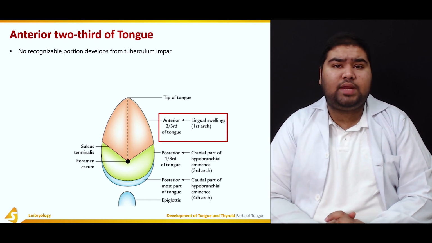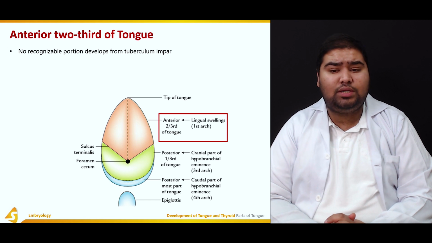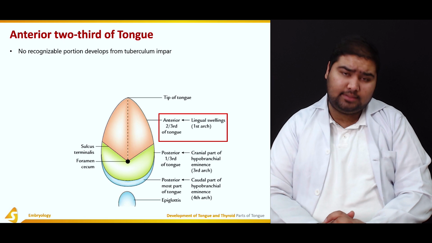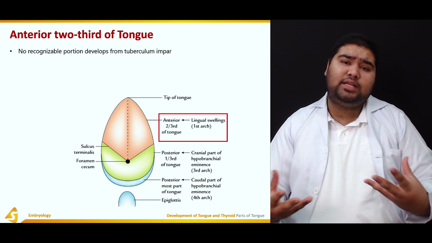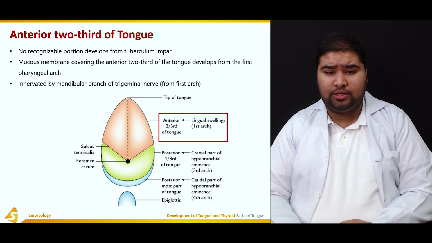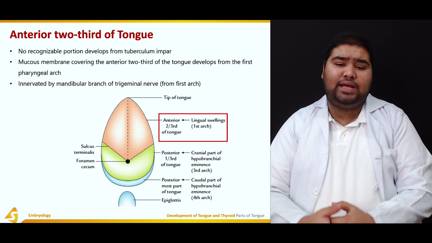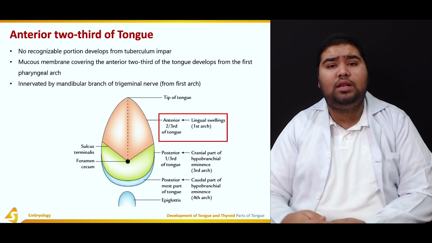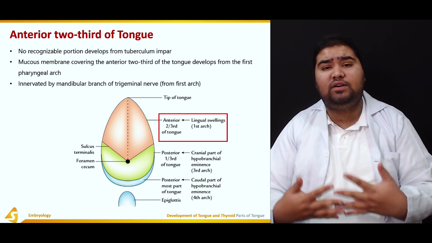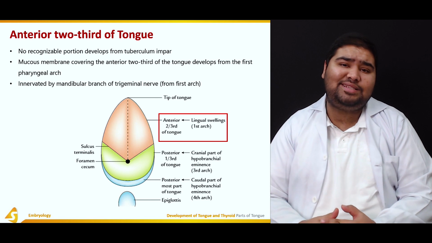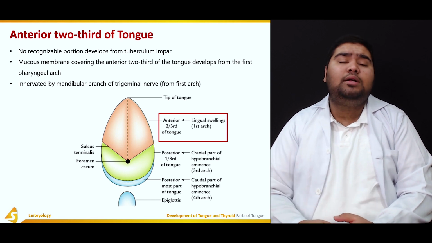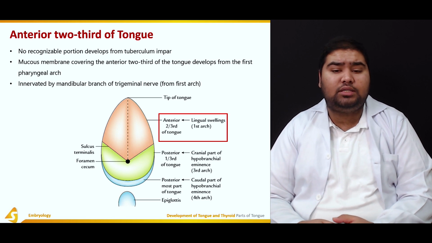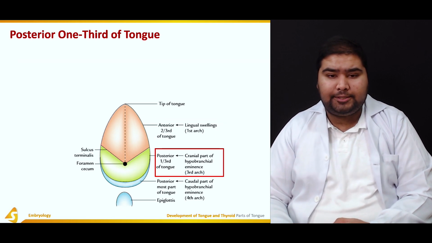Now the mucous membrane, which covers the anterior 2/3 of the tongue, develops from the first pharyngeal arch, because the lingual swellings develop from the first pharyngeal arch. Hence they are supplied by the mandibular branch of the trigeminal nerve. This trigeminal nerve is actually the nerve of the first pharyngeal arch, and this is the reason the anterior 2/3 of the tongue are supplied by the mandibular branch of the trigeminal nerve.